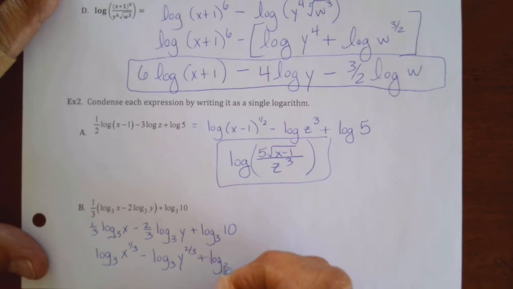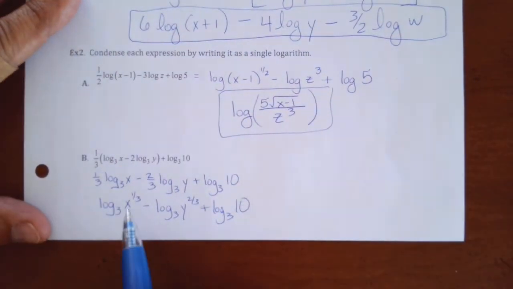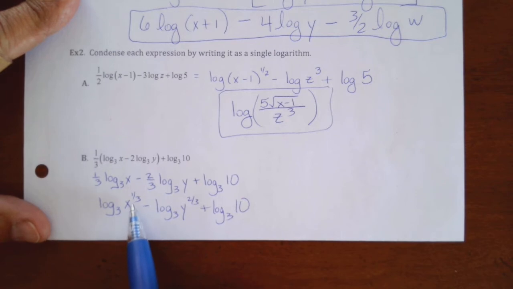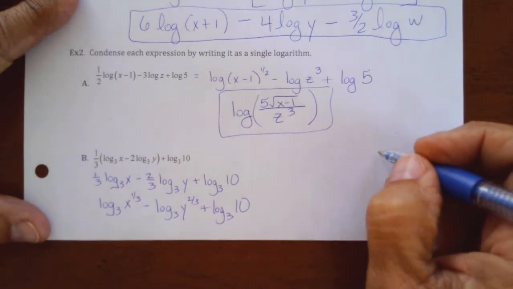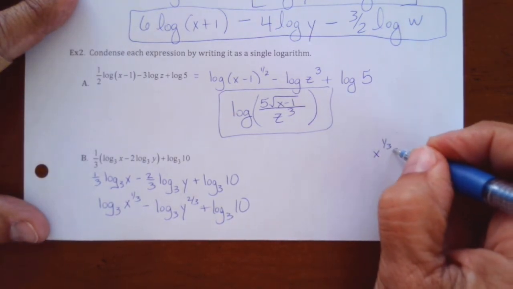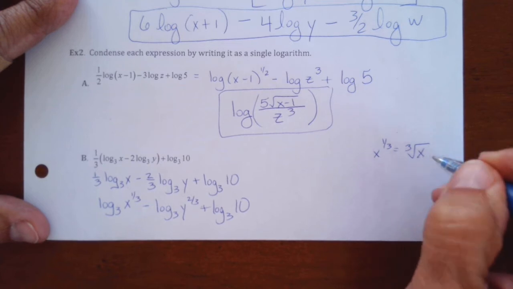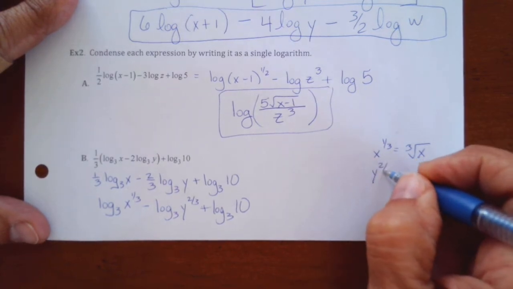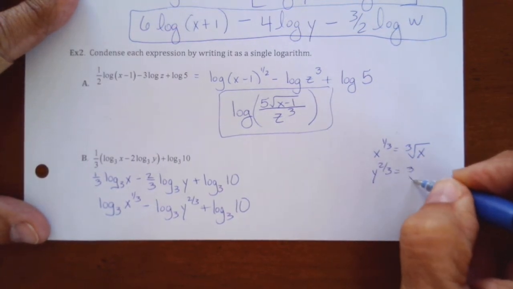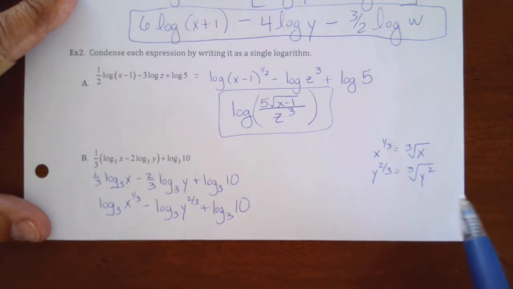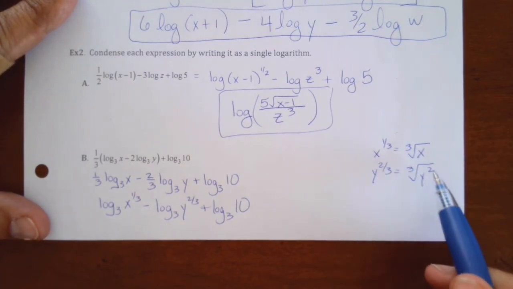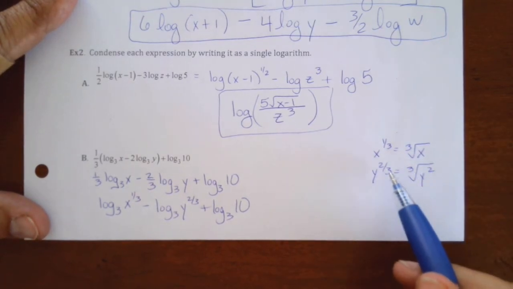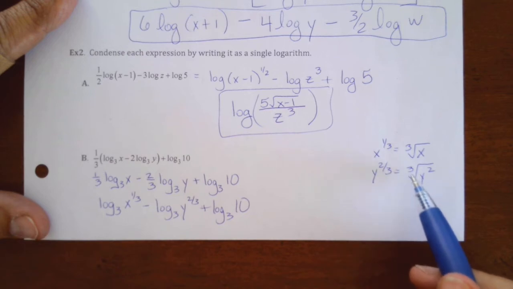base 3 of 10. All right, so remember your roots. When we condense now, this is going to be the cube root of x, and this will be the cube root of y squared. Let me write those over here. So x to the 1/3 is the same thing as the cube root of x, and y to the 2/3 is the same thing as the cube root of y squared. Remember, your numerator is your exponent and the denominator is the root.